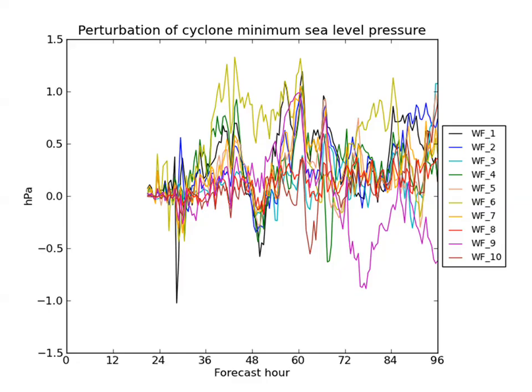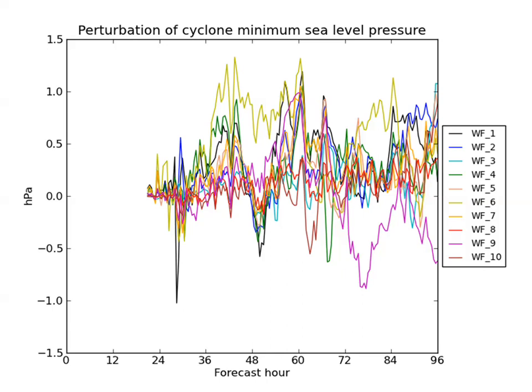So here is a time series plot of the minimum sea level pressure within the cyclone. And I'd like to point out that the x-axis here is the forecast hour. And so the cyclone wasn't evident until hour 21 of this forecast, so that's why the lines first appear there. And so we can see that most of these wind farms are actually decreasing the intensity of the cyclone here, as evident by the increased pressure within the cyclone.